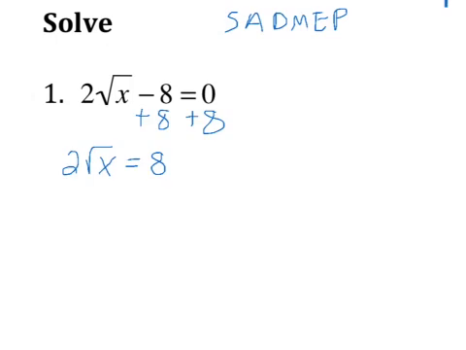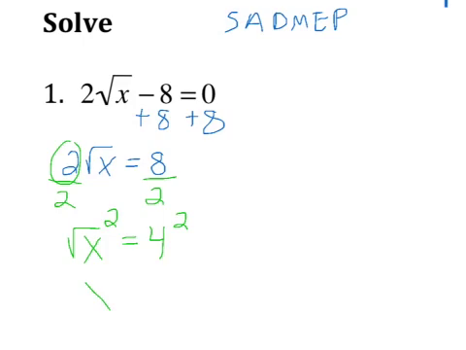You might want to square now to get rid of that square root. But what we need to do first is get rid of the 2 that's in front of it. Since this is 2 times the square root of x equals 8, we're going to divide by 2 in order to undo it. So we end up with the square root of x equaling 4. Now we can finally get rid of the square root. So we're going to square both sides. So our final answer is x equals 16.